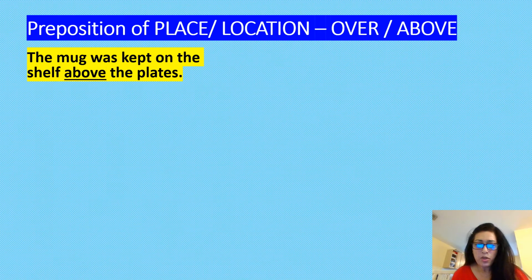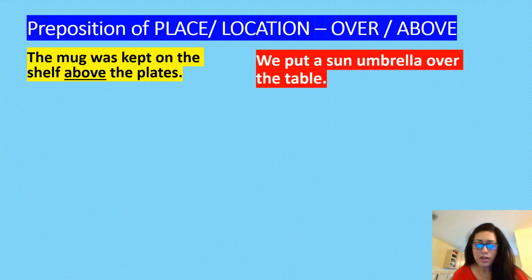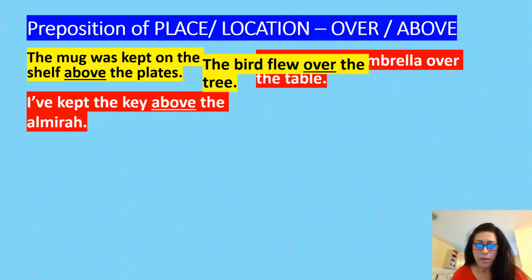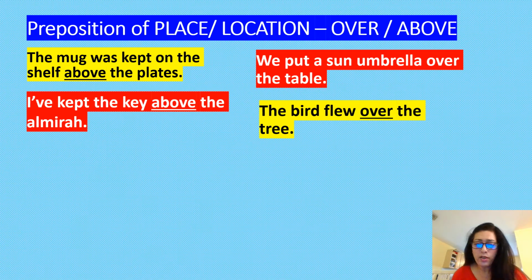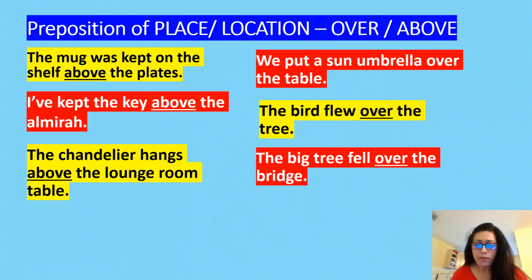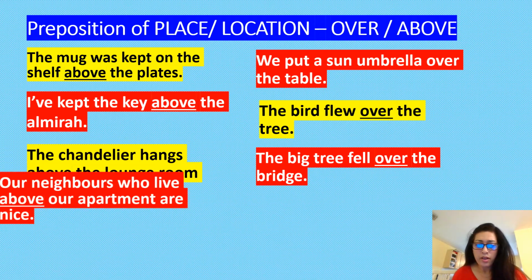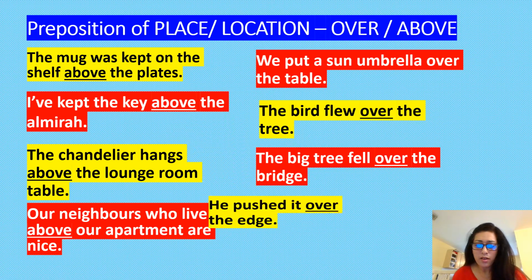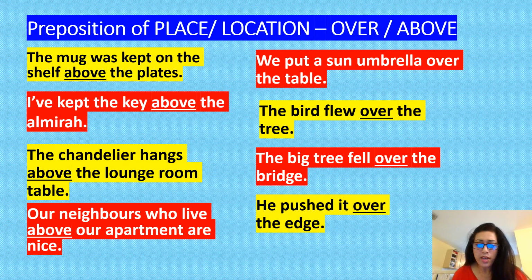The mug was kept on the shelf above the plates. We put a sun umbrella over the table. I've kept the key above the almirah. The bird flew over the tree. The chandelier hangs above the lounge room table. The big tree fell over the bridge. Our neighbors who live above our apartment are nice. He pushed it over the edge.